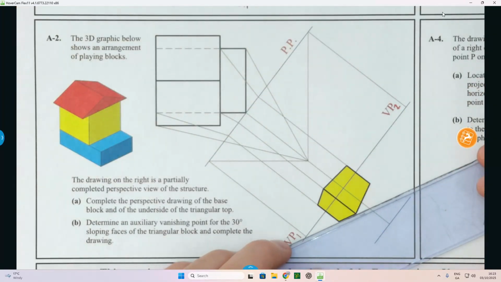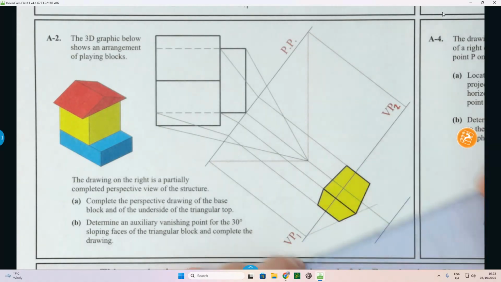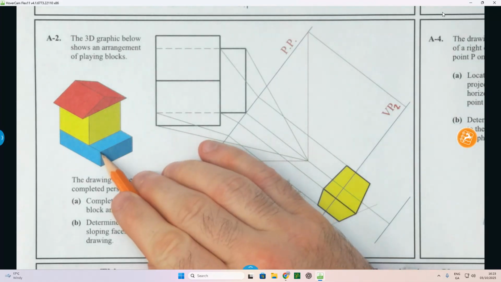They've already actually given us the top edge right there. So all I'm going to do is extend it out to there. Now, how would I find where this point is right here? That's the point I want to find. Okay, so where is that guy?